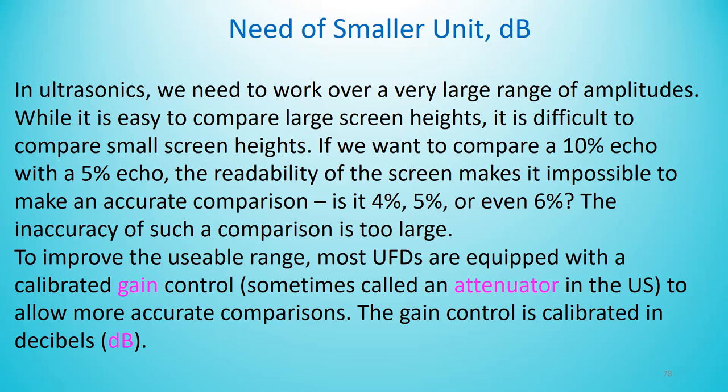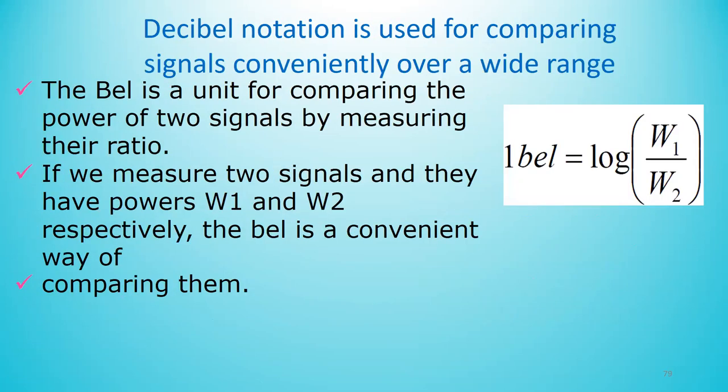To improve the usable range, most UFDs are equipped with a calibrated gain control, sometimes called an attenuator. The gain control is calibrated in decibels. The bel is a unit of comparing the power of two signals by measuring their ratio. That is, one bel is log of W1 by W2, where they have powers W1 and W2.